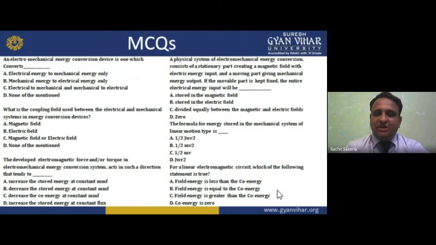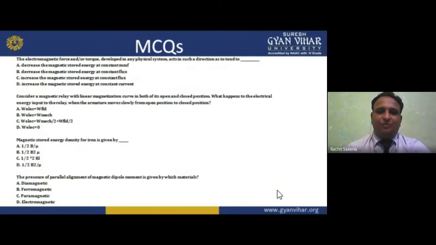For a linear electromagnetic circuit, which of the following? We have these two; recently we have studied them. I hope you understand. Now the magnetic force or torque developed in a physical system acts in such a direction as tends to how it works. Now consider a magnetic relay, as I earlier told you; we have studied this. Magnetic stored energy density of iron is given by, and the presence of parallel alignment of magnetic dipole moment is given by which material? Paramagnetic, or electromagnetic. So these are some multiple choice questions related to this lecture.